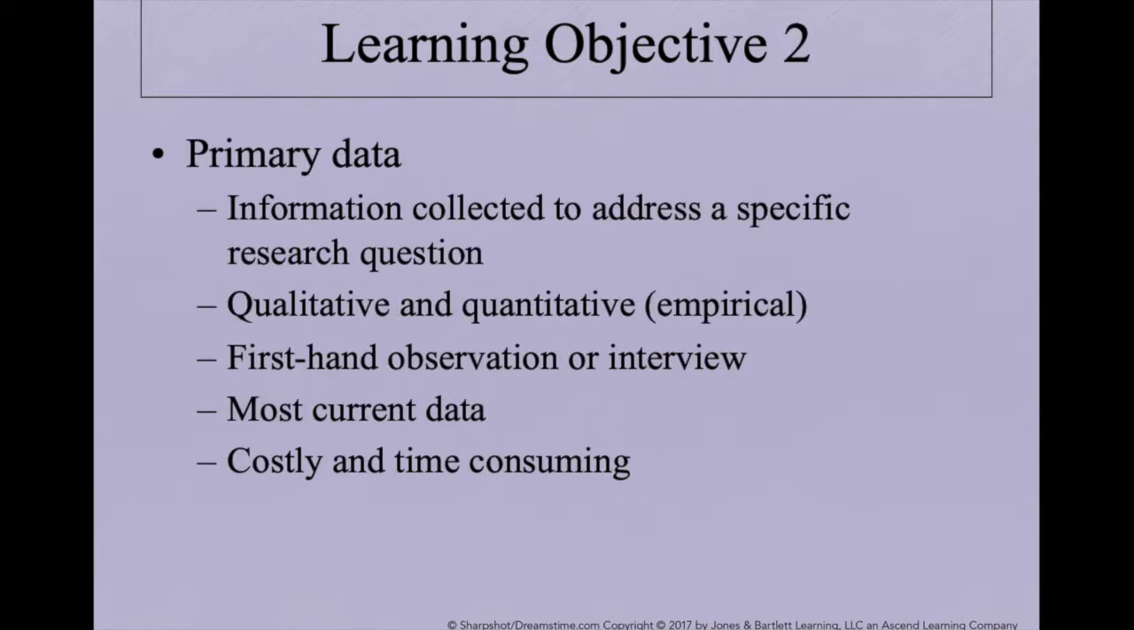As I just stated, primary data is information collected to address a specific research question. Qualitative and quantitative data can be collected. First-hand observation or interview is one technique. You are generating the data yourself in this case. Most current data, since collected in real time, costly and time-consuming, could take years to collect data, may require approval through an IRB. That is an internal review board.